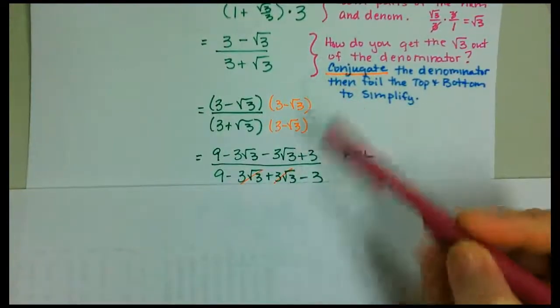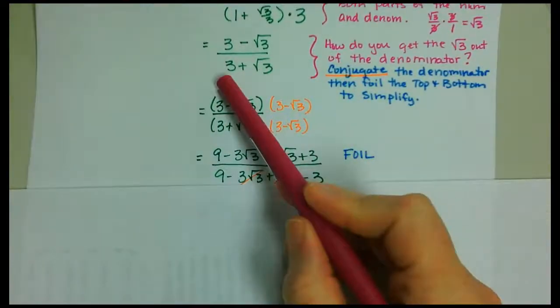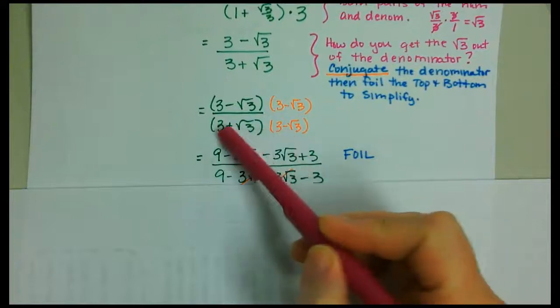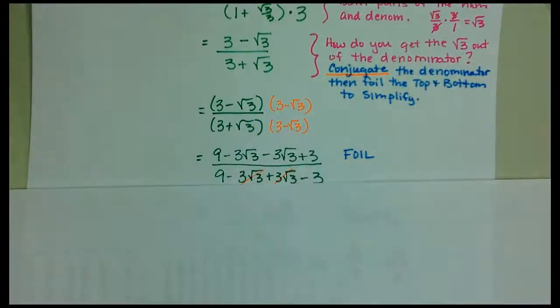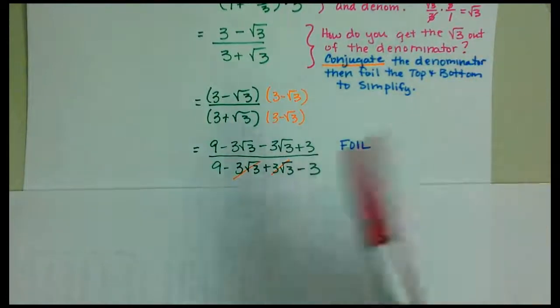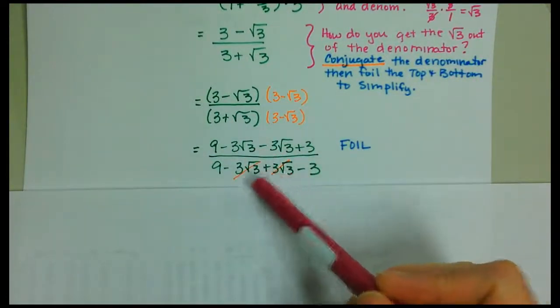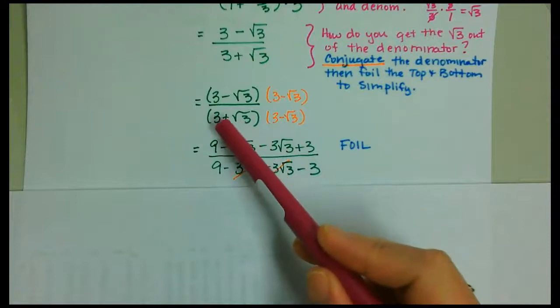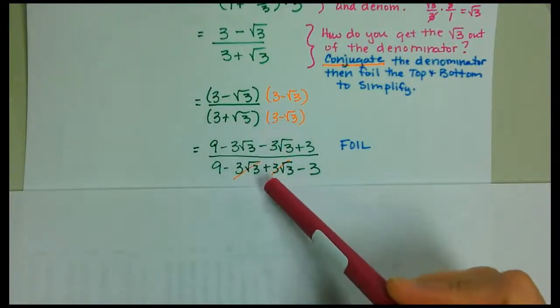Now when you do that, when you multiply the bottom and the top by 3 minus root 3, because notice these are the same binomials, they only differ by the plus and the minus sign. So this is kind of like difference of squares on the bottom, and that's why we use it, so these middle terms will cancel. So if you need to FOIL the whole thing out, that's fine.